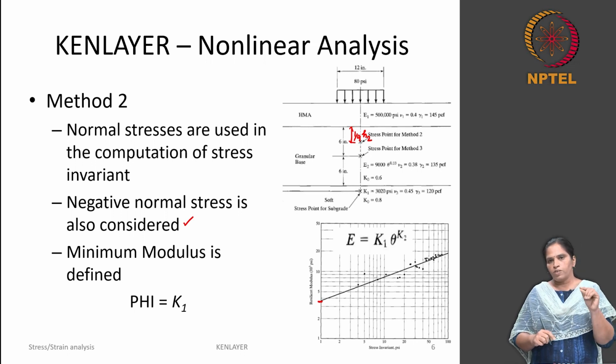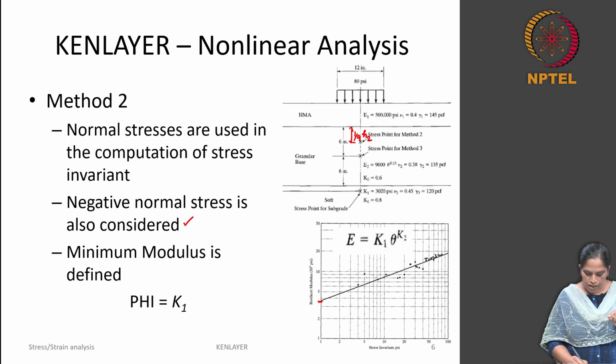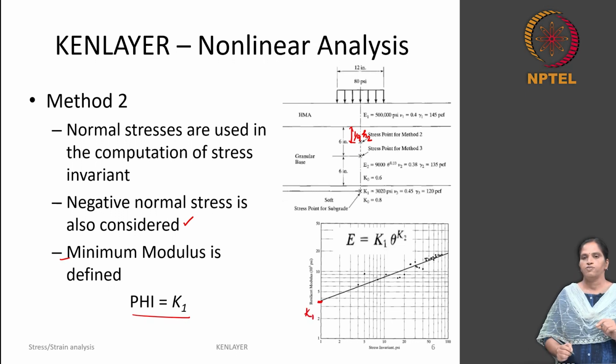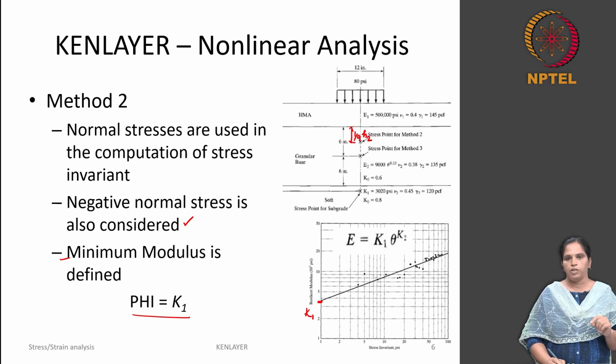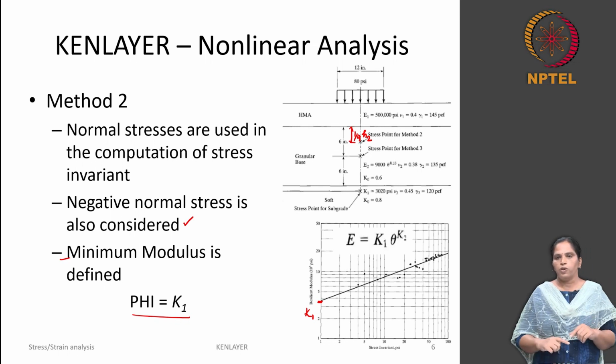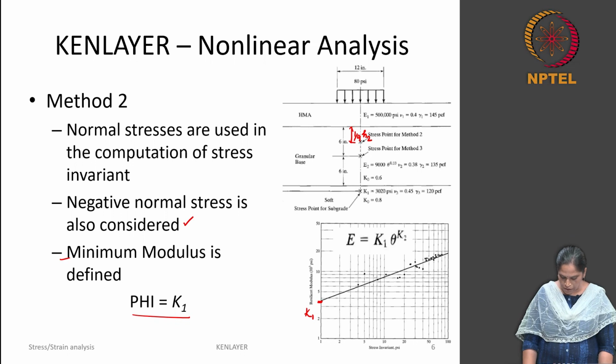Since a negative normal stress compensates the vertical normal stress, we define a minimum modulus here. The minimum modulus is defined as the K1 parameter that we have seen for a granular layer. So, the minimum value is considered as the K1 value, and the modulus will never go less than K1. So, this is the method 2 approach.